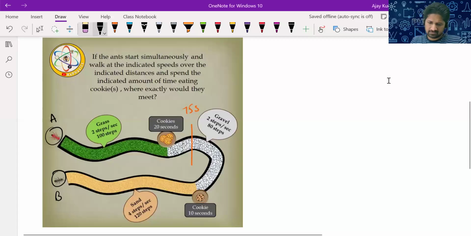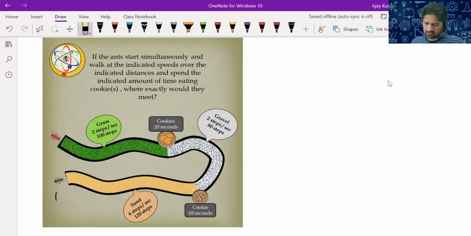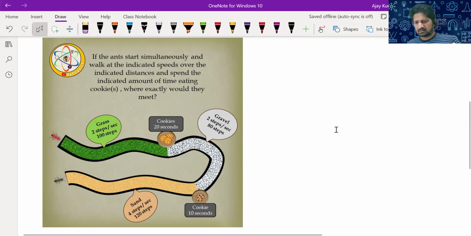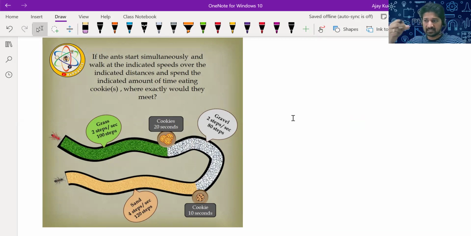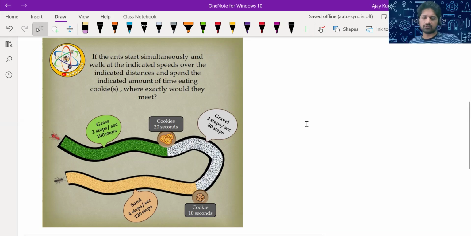Okay, whether you have an answer or not, the approach is what makes this question relevant to calorimetry. Okay. Vanilla, tell me, how did you approach this question? Like, how did you try to solve this? Step by step, I want. Distances are given, speeds are given, and the time for which they wait in between is also given. Okay. So, how to proceed?